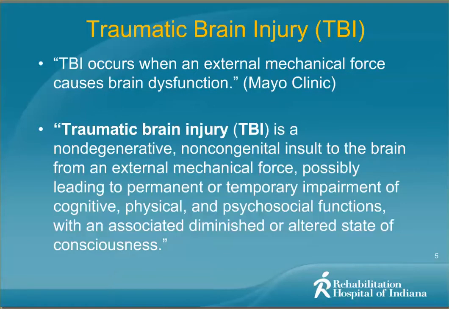In the briefest definition, a TBI occurs when an external mechanical force causes brain dysfunction. So that's a very brief definition, but also somewhat vague. A little more specific is the second definition. Traumatic brain injury is a non-degenerative, non-congenital, so it doesn't happen at birth and it doesn't progress, insult to the brain from an external mechanical force, possibly leading to permanent or temporary impairment of cognitive, physical, and psychosocial functions, with an associated diminished or altered state of consciousness.